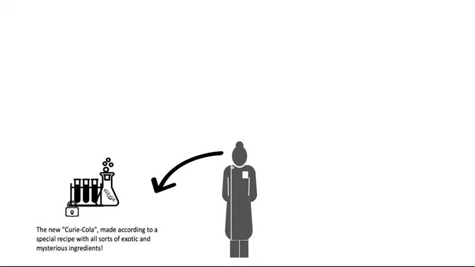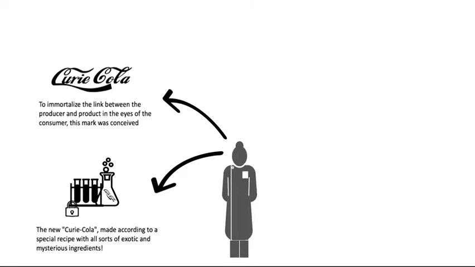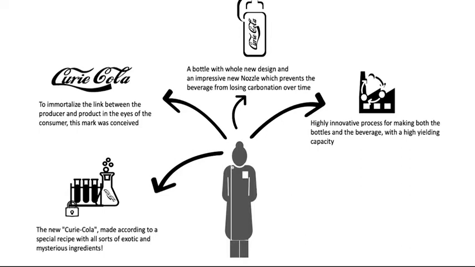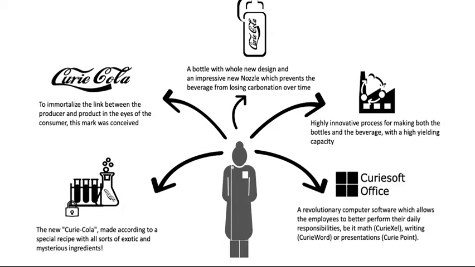The first one, a special beverage, top secret, made with all sorts of exotic and mysterious ingredients. The second one is a way of distinguishing her beverage from other competitors in a, I believe, revolutionary way that no one has ever seen before. She also created a bottle with a special nozzle that prevents the beverage from losing any carbonation. She created this whole new industrial process, which allows her to produce both the beverage and the bottles with a high yield capacity. And finally, she came up with this revolutionary software. You should see it. It's the Curie Soft Office, and it allows her employees to perform everyday tasks, such as math or writing, with ease and efficiency.